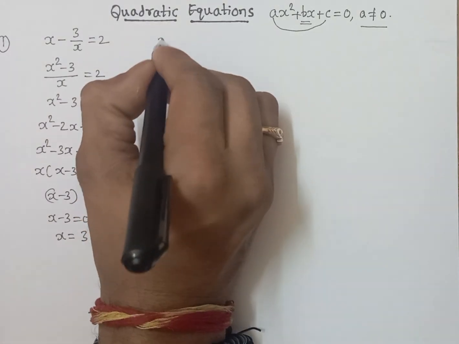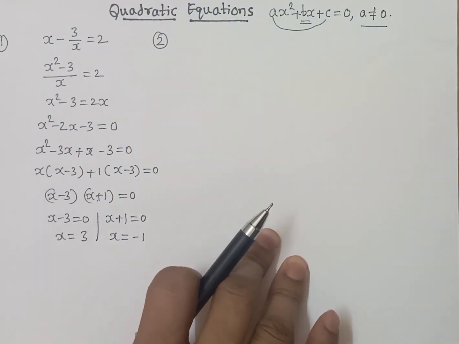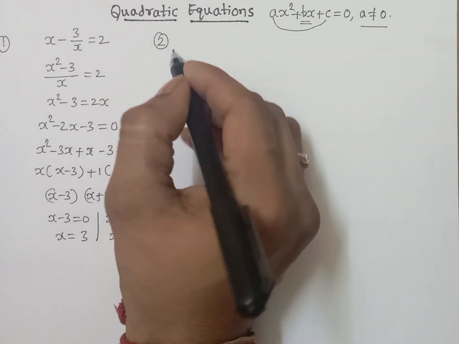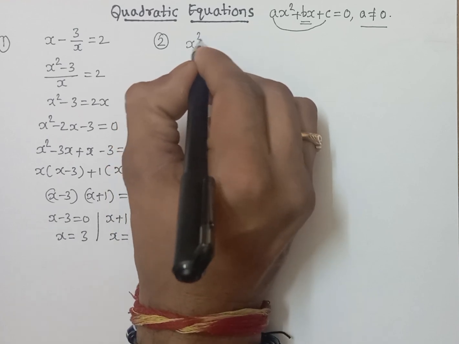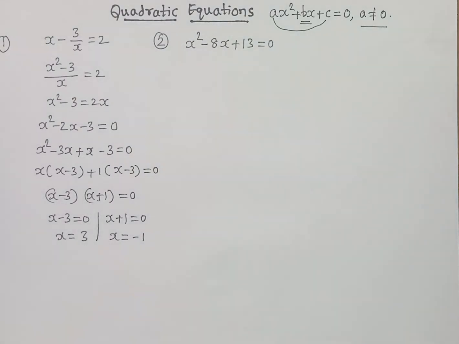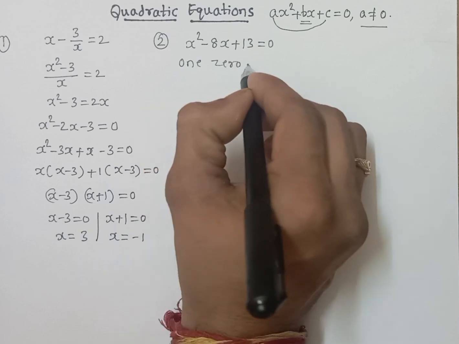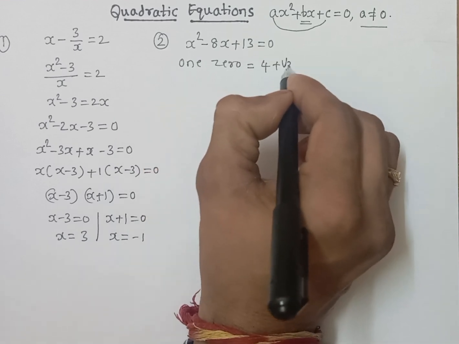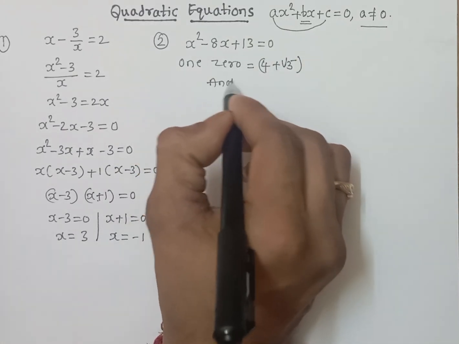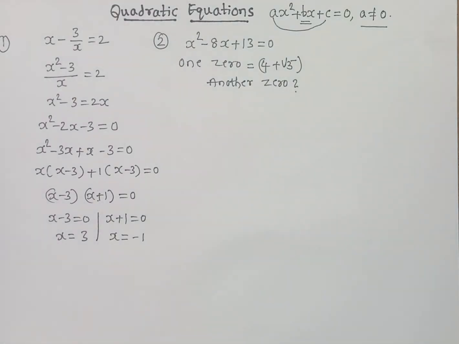Let us see the second case, in which one zero will be given to us, and we will be asked to find the other zero. Let us see one more question on that. Let us take a quadratic equation x square minus 8x plus 13 equals 0. One quadratic equation is given to you, and it is also given that one zero is, assume, 4 plus root 3. Find the other zero. A quadratic equation is given, one zero is also given, and we are asked to find the other zero.